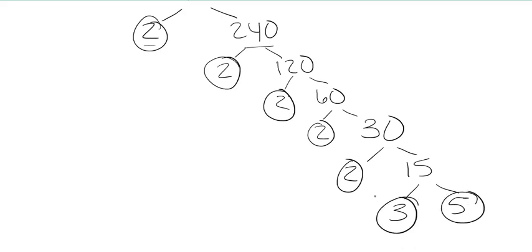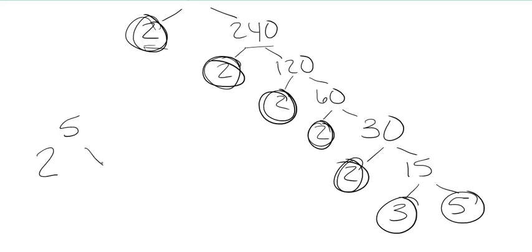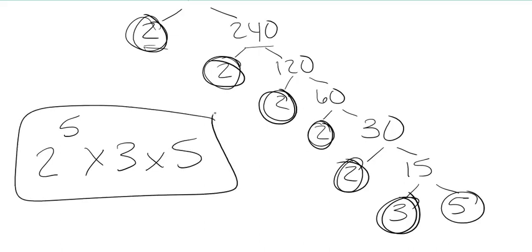So we look at this factor tree and notice how many prime numbers we have of each. We have 1, 2, 3, 4, 5 2's. So we would write 2 to the 5th times 3 times 5. And this is the prime factorization for this number.